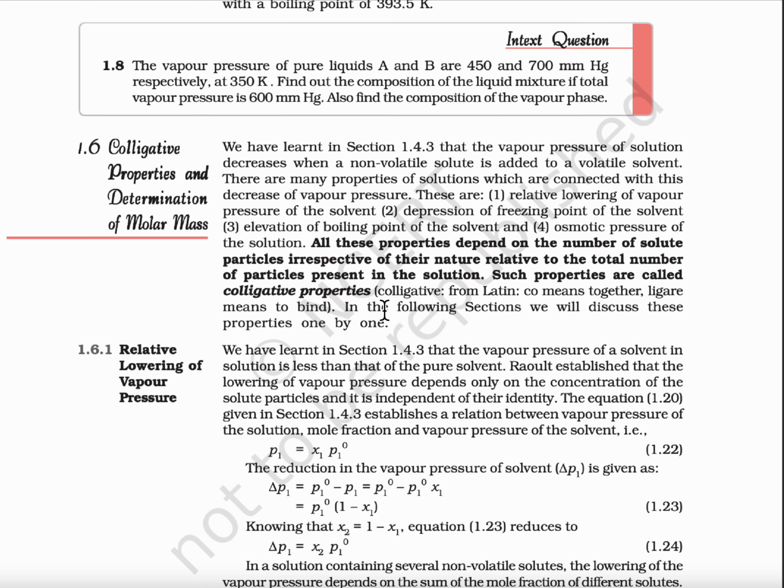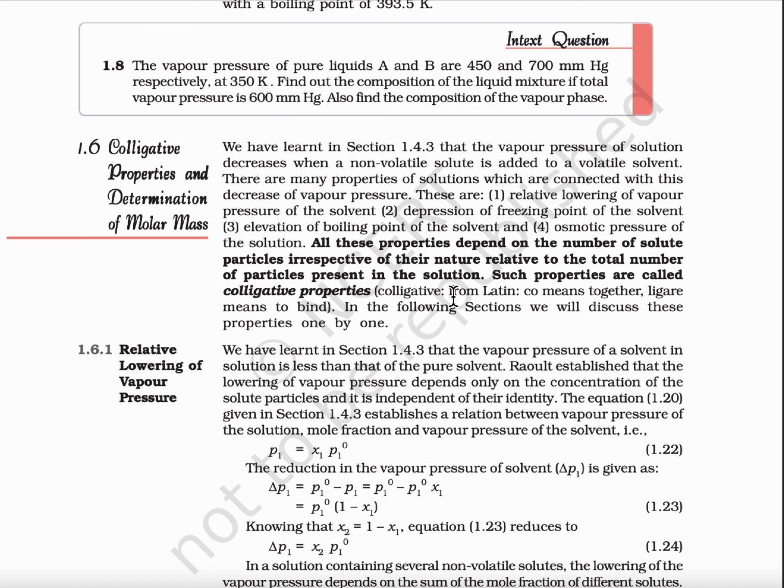All these properties depend on the number of solute particles irrespective of their nature relative to the total number of particles present in the solution. In the sense, the solute may be of any kind: non-volatile, volatile, polar, non-polar. The nature of the solute does not matter here. Only the number of solute particles is taken into consideration for these colligative properties. That is why such properties are called colligative properties.